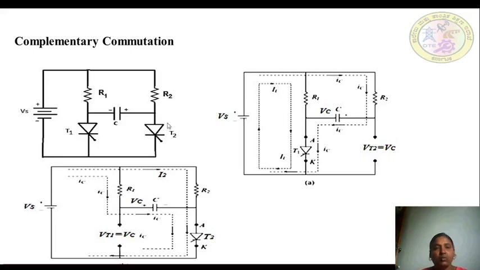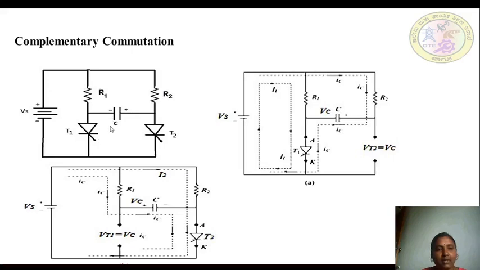Next, coming to complementary type of commutation. In the complementary type of commutation, this is the supply DC voltage. There are two SCRs, T1 and T2. Both are connected in parallel along with the capacitor C. This is your resistor R1. This is your resistor R2.